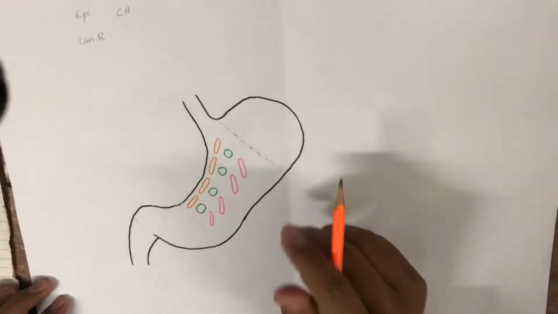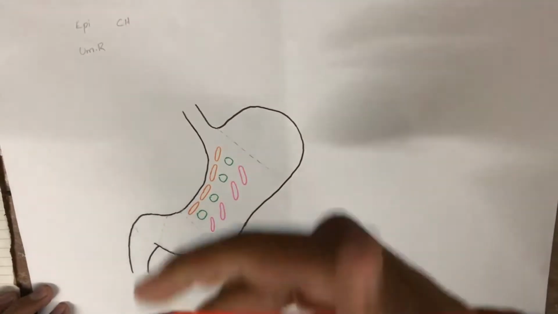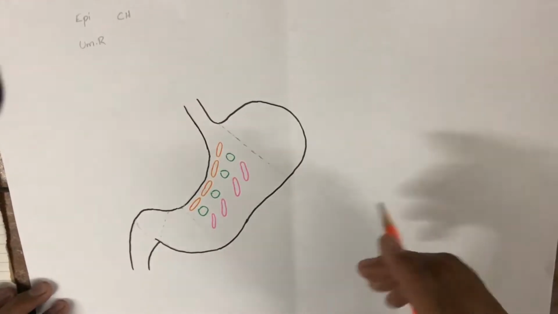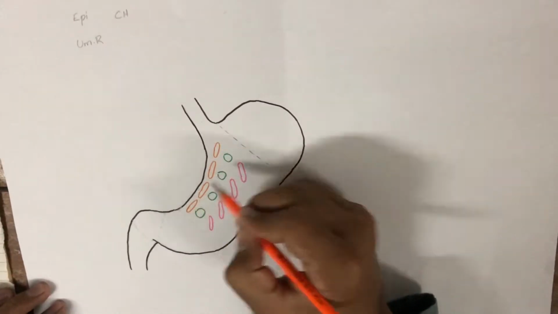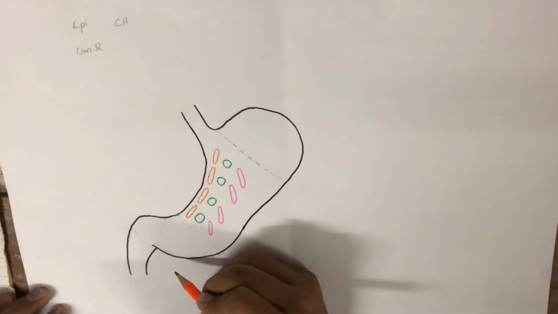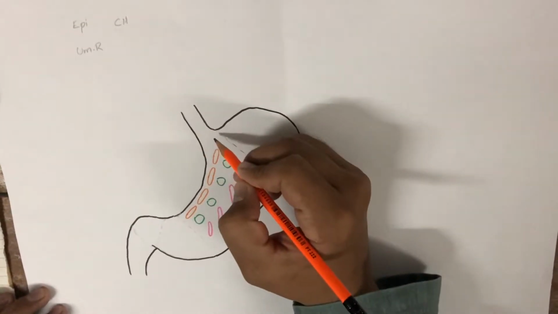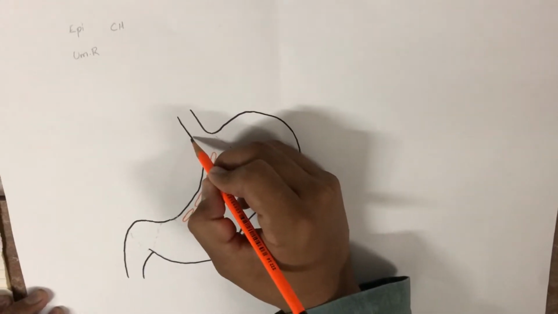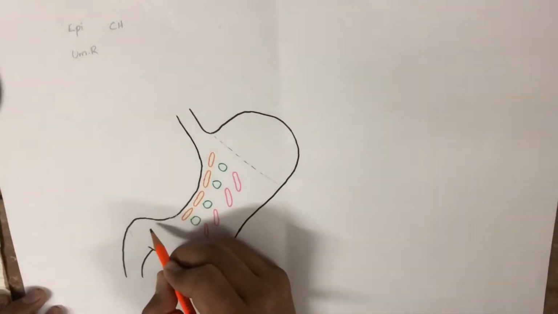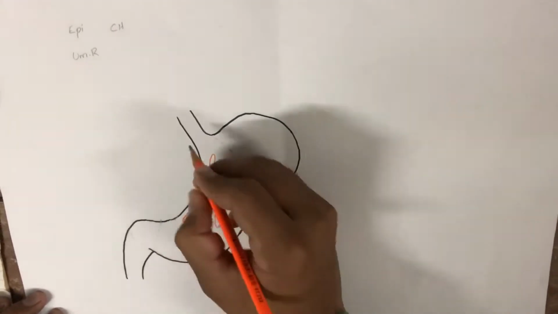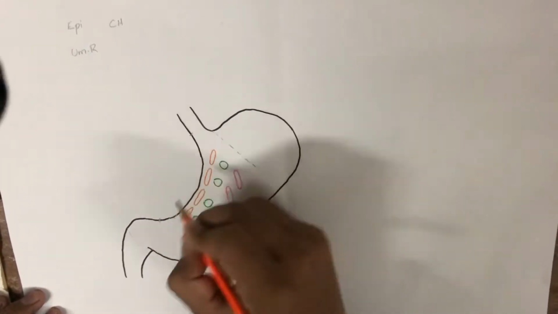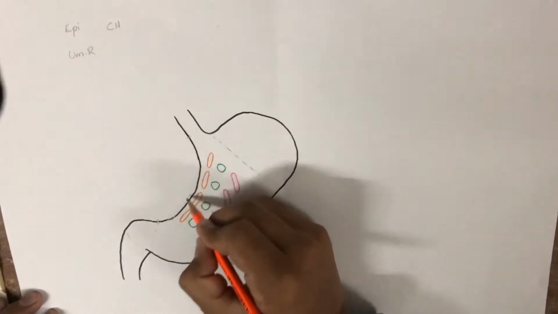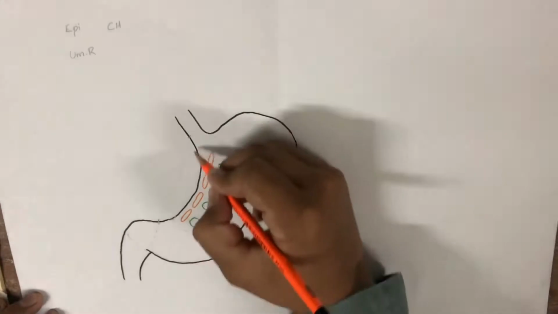Now, stomach has two surfaces, the anterior surface and the posterior surface. Stomach has two curvatures, the lesser curvature and the greater curvature. The lesser curvature starts from the left of the cardiac orifice till the right of the pyloric end, and it forms the left border of the stomach.